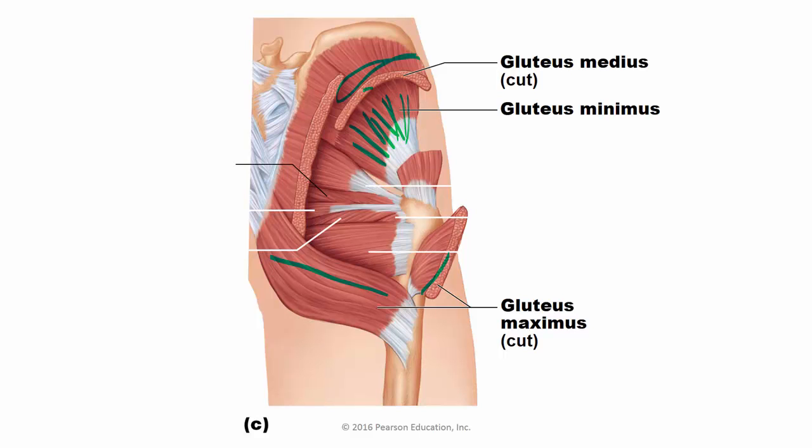So when you're looking for these different muscles on your lab test, find the deepest fan-shaped muscle, and that will be your gluteus minimus. Just superficial to that will be your gluteus medius, and then the most outside or most superficial will be your gluteus maximus. All right, and I'll show you these on another model as well.